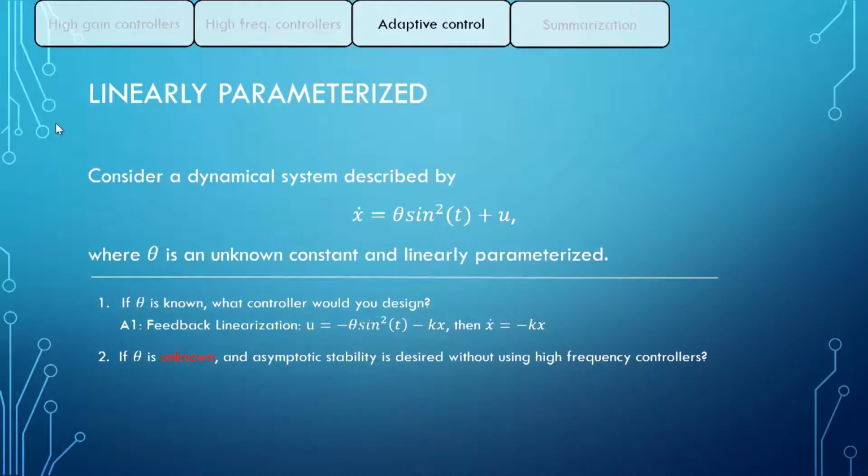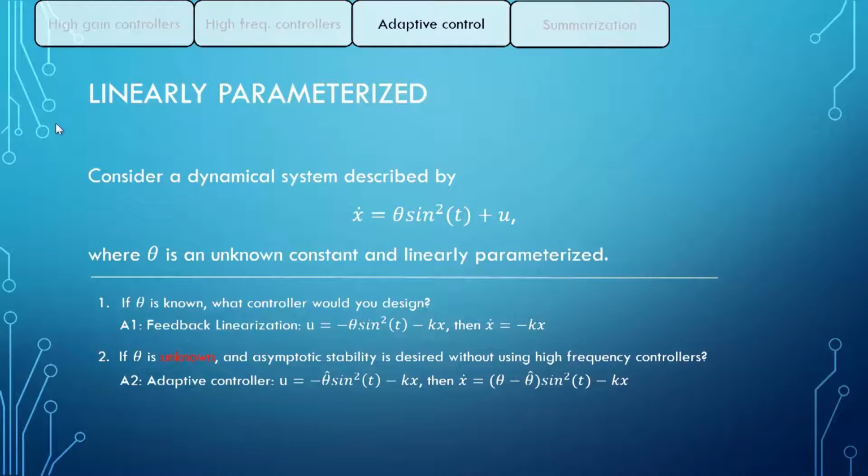Second, if theta is unknown, you cannot use this approach because it's unknown. You cannot implement something unknown as a control. Do you understand? Everything on the right hand side in the control has to be known. And that's the same motivation of adaptive control. For the unknown, we have introduced high gain, high frequency, and another one is adaptive control.